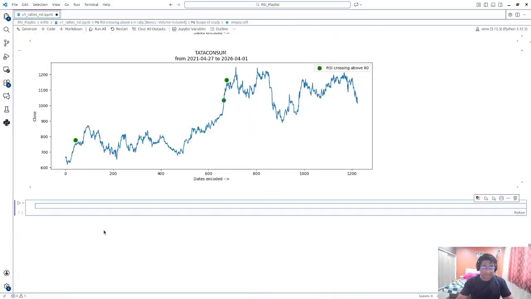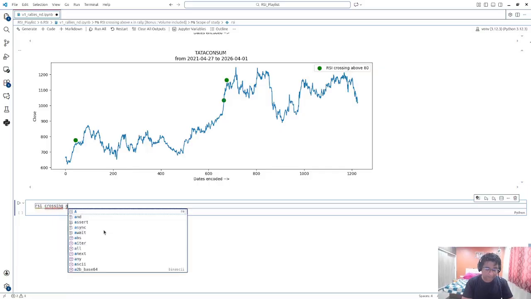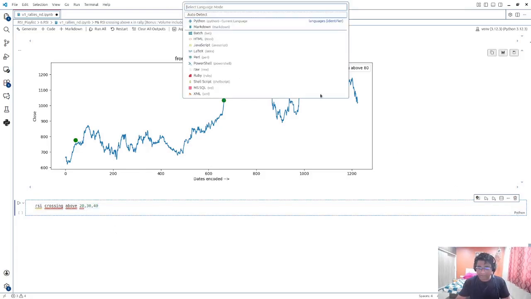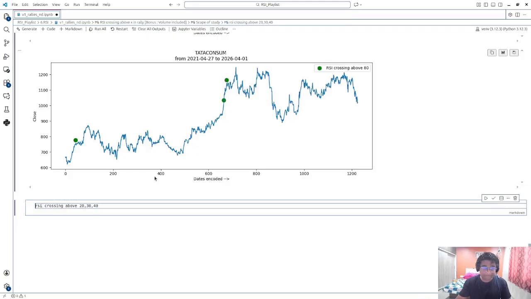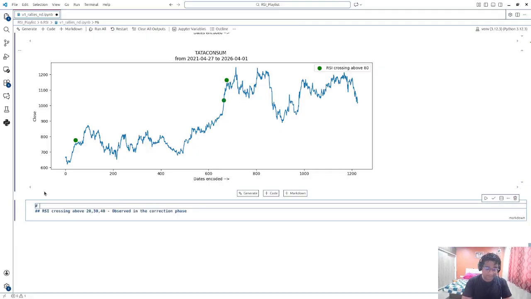So from this you can see, RSI crossing above up to the 40s, or you may say crossing above 20, 30 and 40, I'll mark it down, is observed in the correction phase. Okay. So these are the inferences.